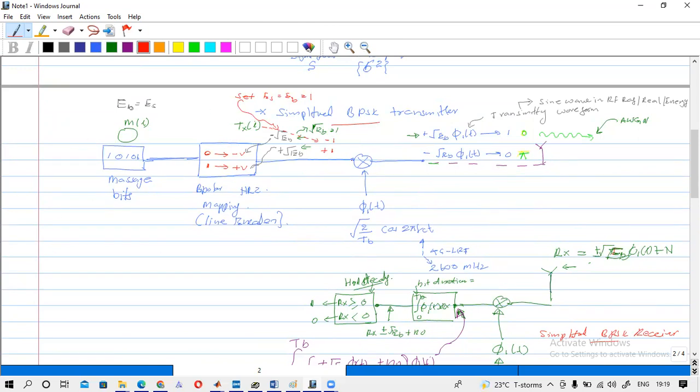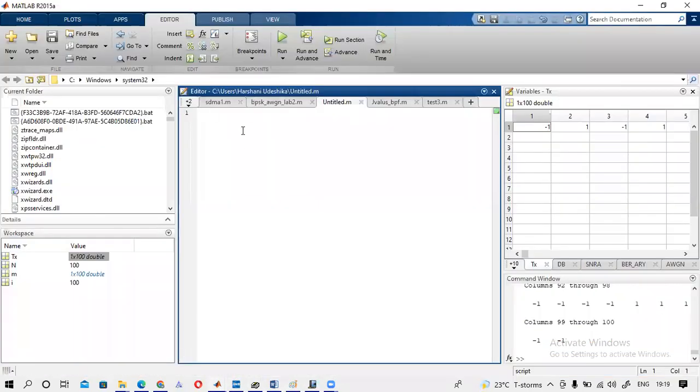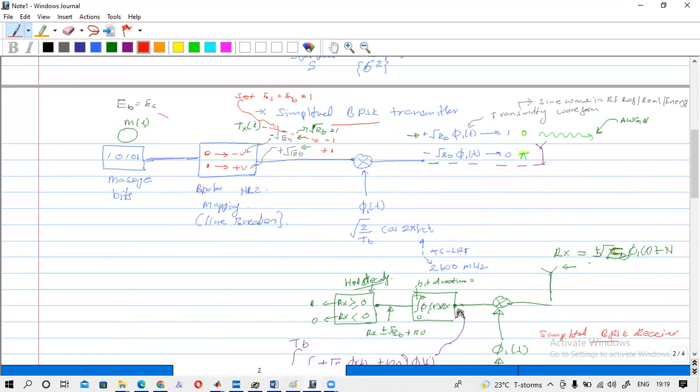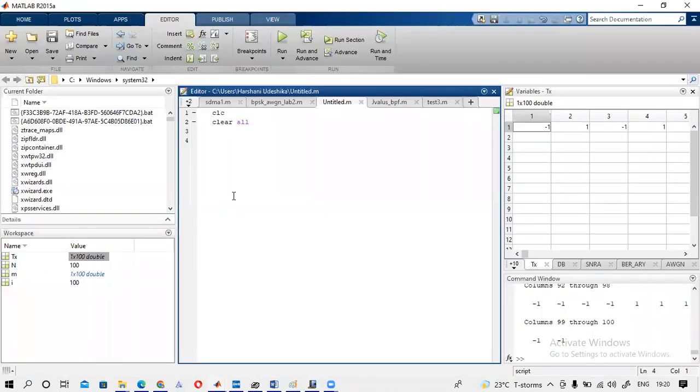We will achieve this in two stages in Matlab. So we know that clc and clear all are for clearing our workspace. And we need to first generate the message signal. So I take this as m, so I will generate that message signal.